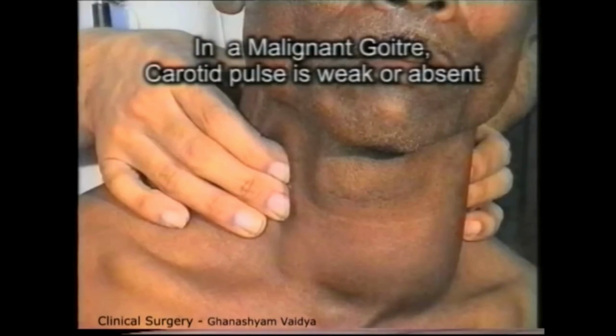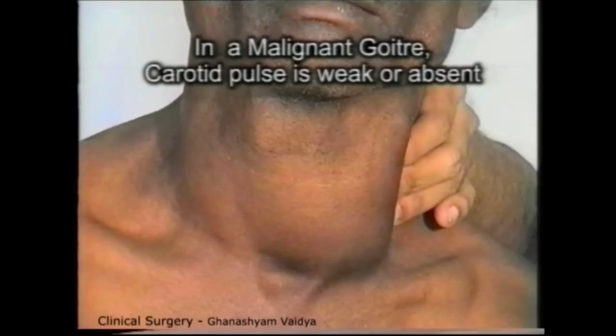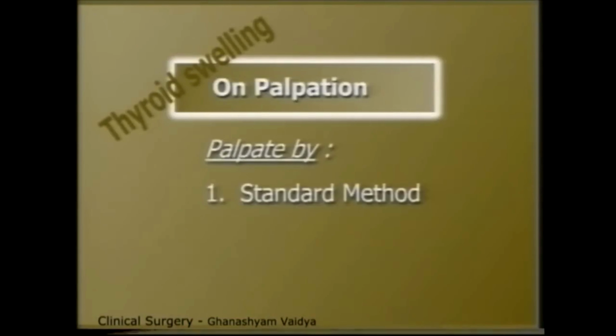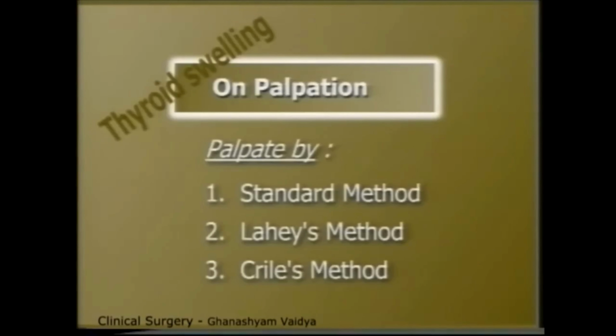But in a malignant goiter, the carotid pulsations may be felt weak or obliterated due to malignant infiltration of the carotid sheath. This is a positive Berry's sign, that is, obliteration of carotid pulsation in malignant thyroid. To revise, we palpate by the standard method, Lahaye's method and Kreil's method.